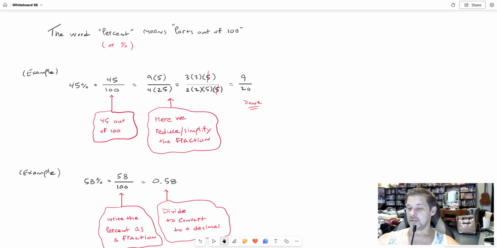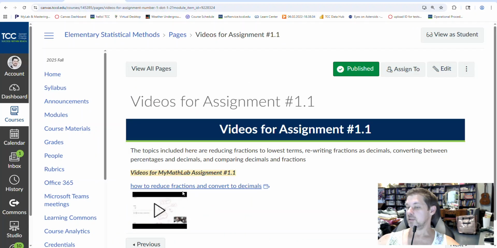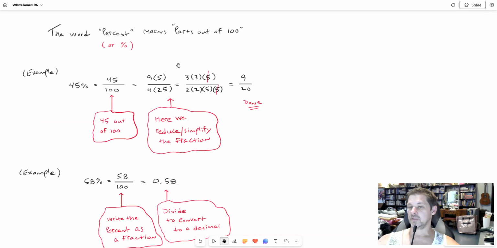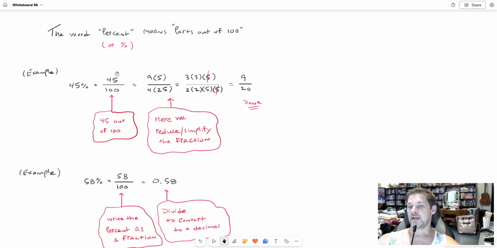Well, I've already made a video about how to simplify or reduce fractions, so I'll refer you back to that one. But here's what that would look like. To reduce the fraction 45 over 100, I factor the number 45 as much as I can. I factor it down to 9 times 5. Then I factor the 9 as 3 times 3. So that makes it 3 times 3 times 5.